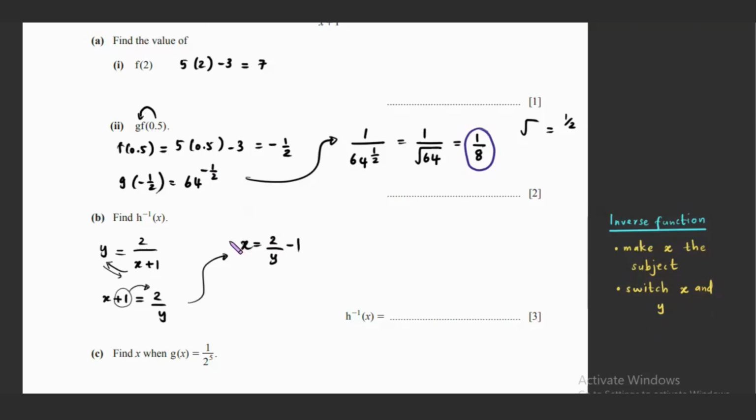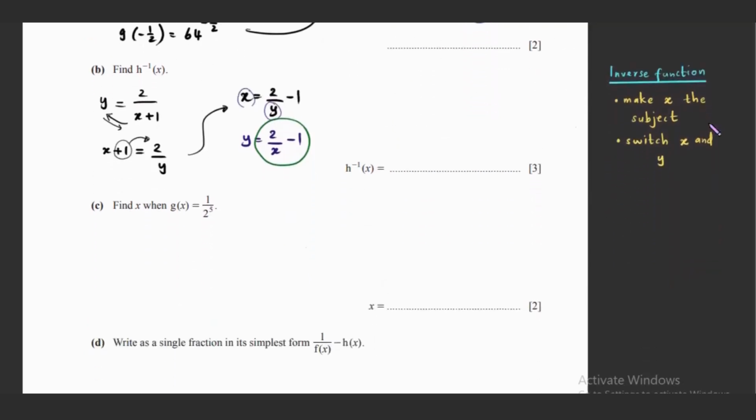Now I need to switch x and y. So I need to switch these two. So y is equal to 2 over x minus 1. So this 2 over x minus 1 is going to be the inverse function. Let's move on to part C.